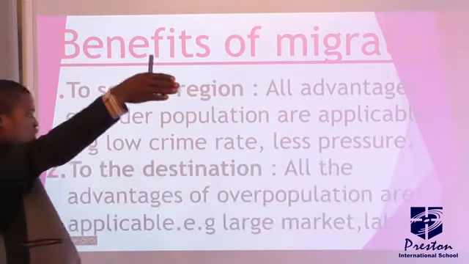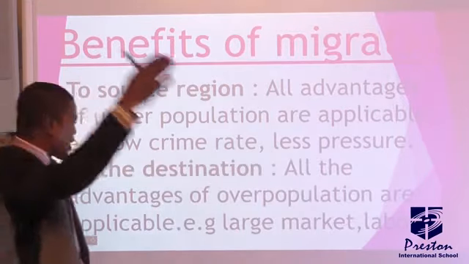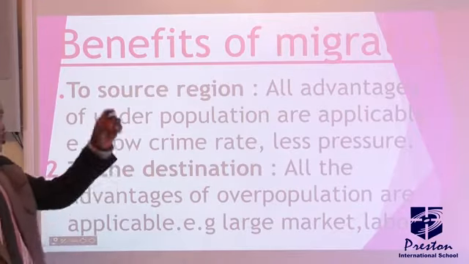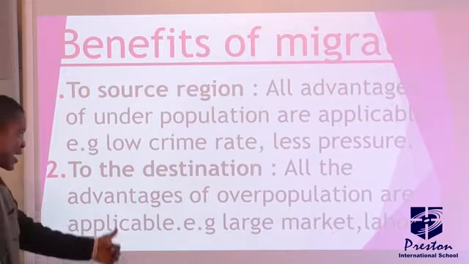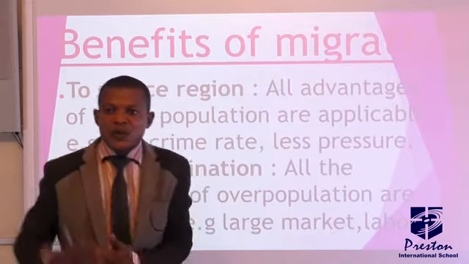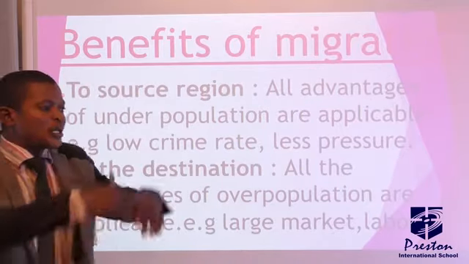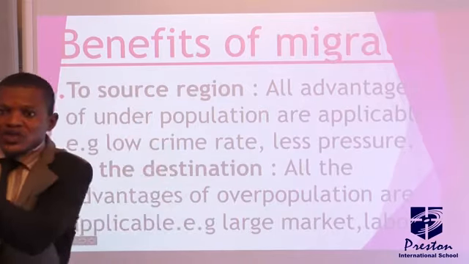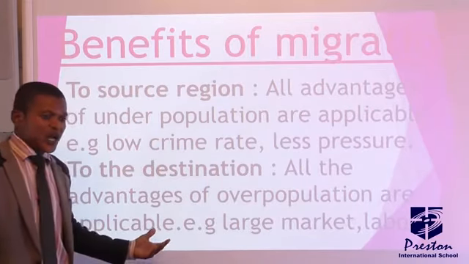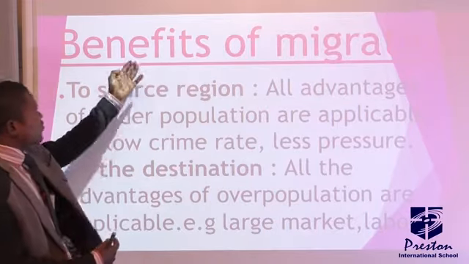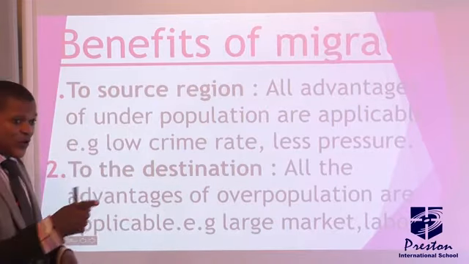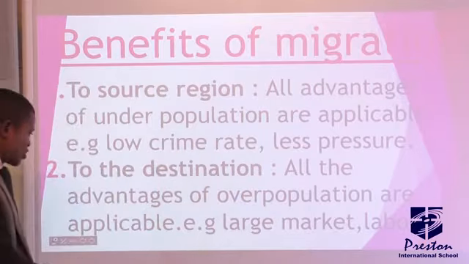But what happens at the destination? To the destination, the place where people are entering, you discover that the population will be high. One of the benefits of that is that there will be a large market and a large labor force. All the advantages of overpopulation that we discussed are applicable here. Please take note of that. Large market, large labor force, they are part of the benefits of migration to the destination. Don't forget, destination and the source. That's what we're talking about.